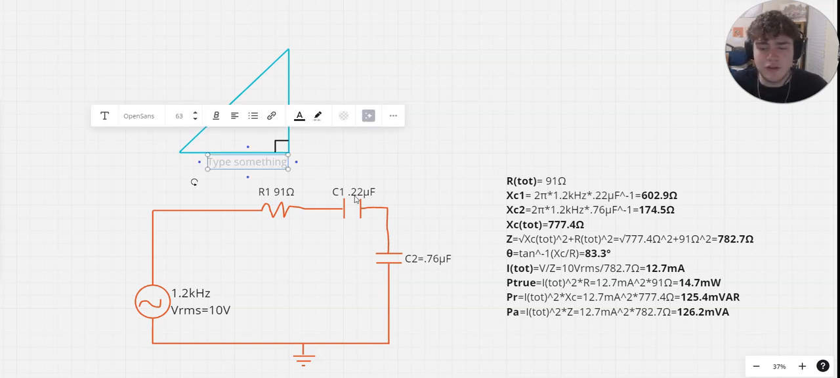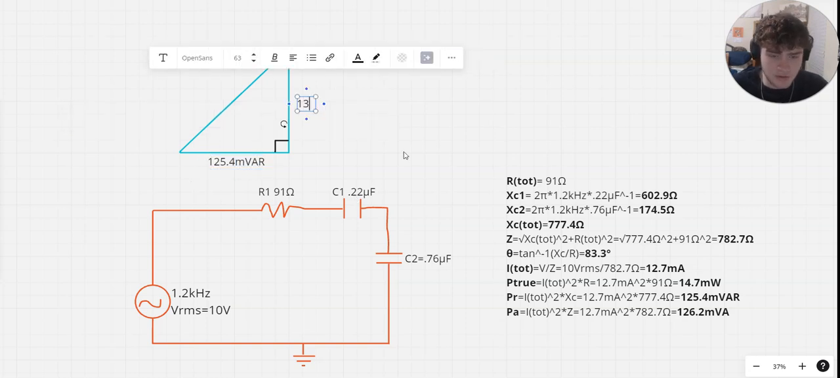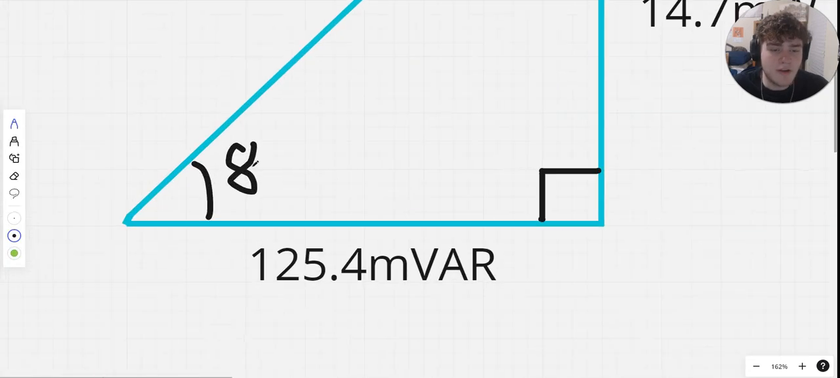So all we do, we put the reactive power down here, which is 125.4 mVAR, and the true power right here, which is 14.7 milliwatts, and the total power right here, also known as the apparent power, which is 126.2 mVA. And then this angle right here is what we solved for earlier, which is 83.3 degrees.